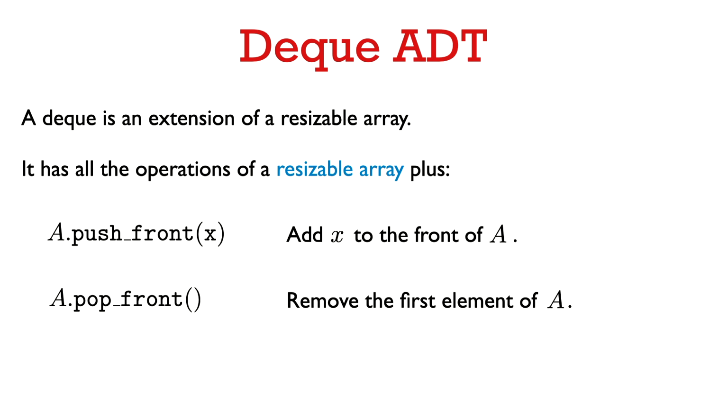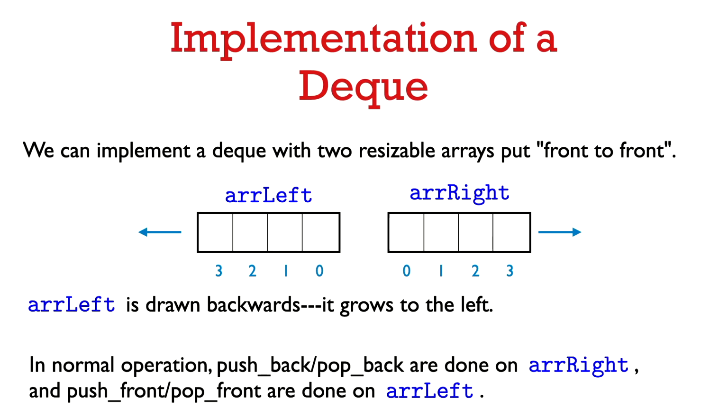The abstract data type for a deque consists of all the operations for a resizable array, plus the operations of push front and pop front. So push front adds an element to the front of the deque, and pop front removes the first element of the deque. Let's see how we can implement a deque.